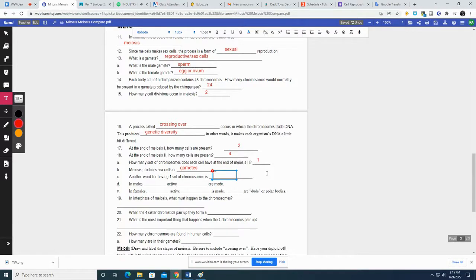18c, another word for having 1 set of chromosomes. If you have 2 of each chromosome, that's diploid. If you only have 1, that's haploid. Haploid, you have 1. Diploid, you have 2.